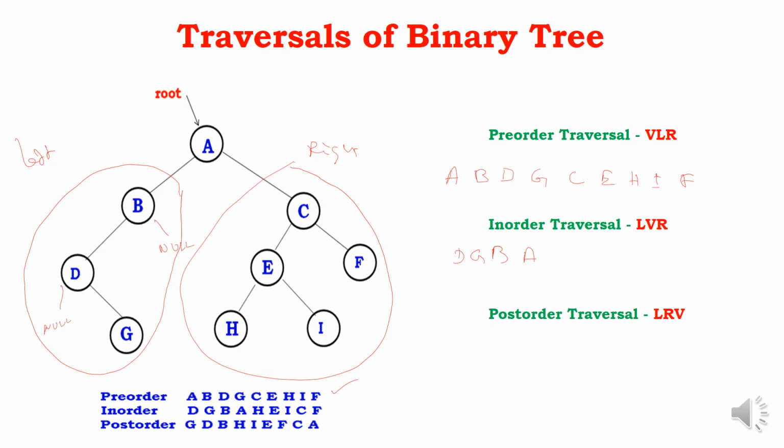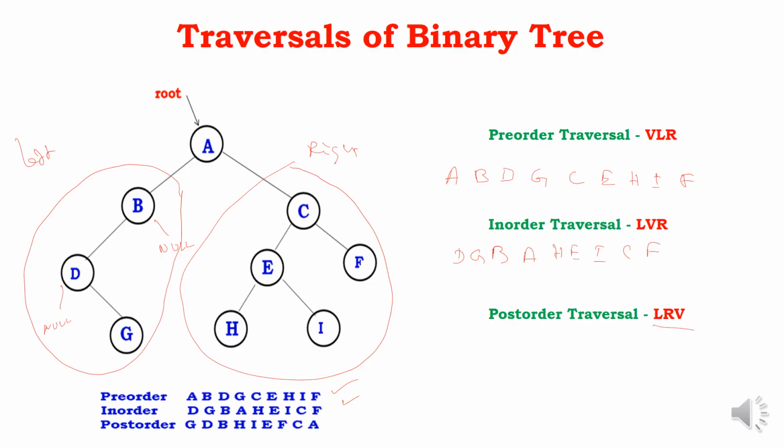Right of A again in order. In order means left, then root, then right. Left is H E I, then C F. So this is the in-order traversal: D G B A H E I C F. Then post-order traversal. Post-order traversal means LRV.